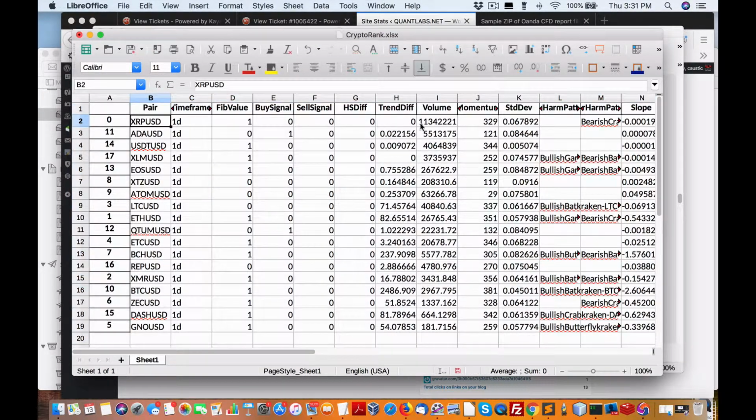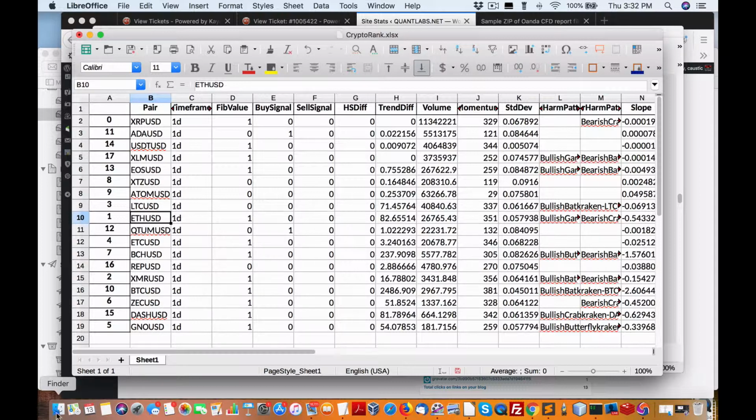So XRP is traded the most because the price is so low. Then Cardano, Tether, which is surprising for me. I don't think people would want to trade that. XLM, which is Stellar, EOS, XTZ, Atom, Litecoin, and Ethereum in that order by volume. Crazy. But it's really, I think, driven by price, and that's on Kraken.